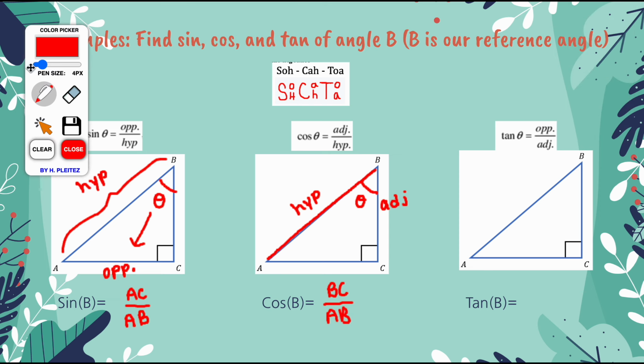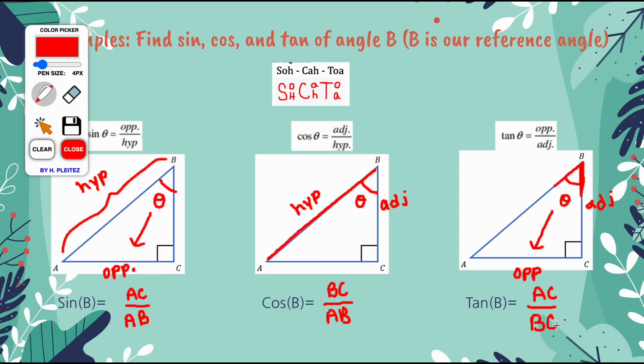Last but not least, tangent of angle B. Again, we label our reference angle. We want the opposite side, so we're going straight across and labeling that as opposite, and then we want our adjacent side. Now this is interesting, but again, think about this. Your adjacent side can never also be your hypotenuse. So your adjacent side, look for the sides that are touching your reference angle. In this case, we have AB and BC. But AB is already the hypotenuse. So our adjacent side has to be BC. So tangent is AC over BC.